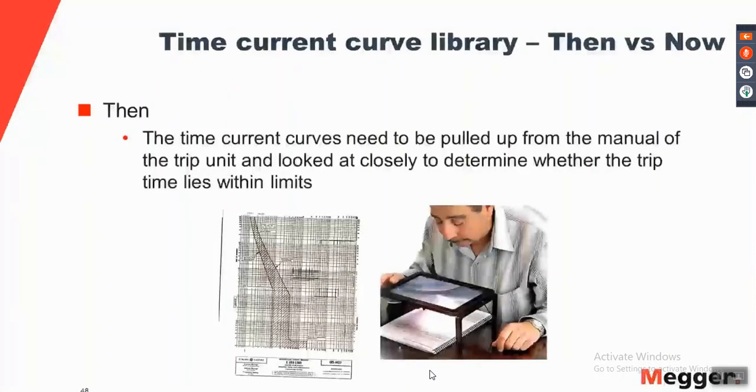Time current curves form an important part of the test. So to validate the results that you get, you need to look at the time current curves from the trip unit manual. If you're using a test set with traditional technology, there is no software. So you obviously need to pull up the time current curves, and you need to plot the test points on the time current curves, see if they fall within the tolerance limits to make sure that it's a pass.